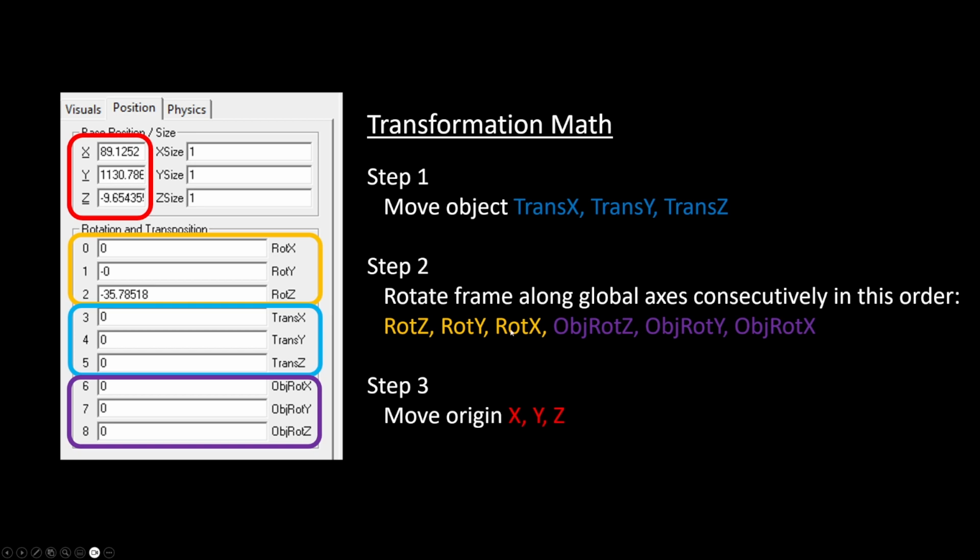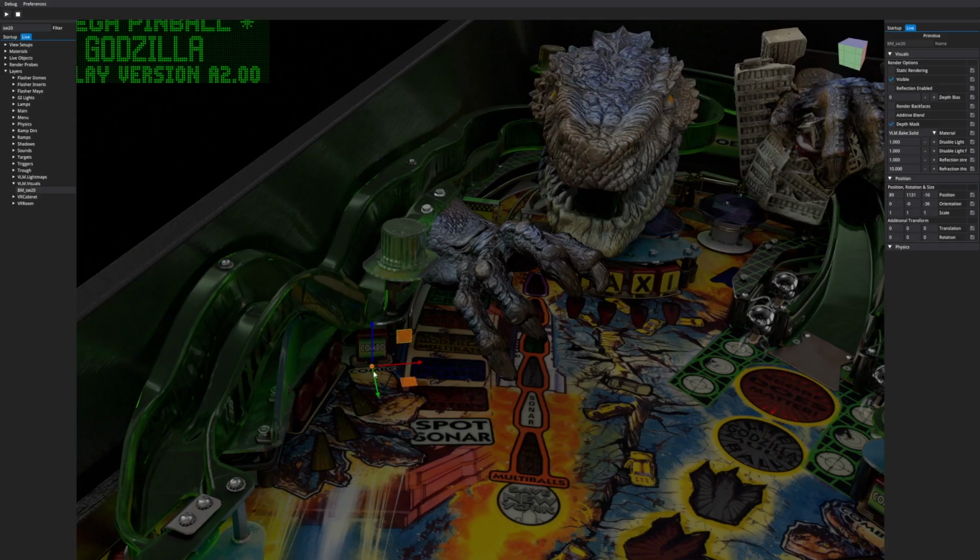And finally, once all the rotation transformations are done, the entire frame is moved to a certain X, Y, and Z position within the global frame of reference. Back in the live editor, we're looking at the combo target again. I'm going to use this target as a means to explain how the transformations are applied to any object in VPX.